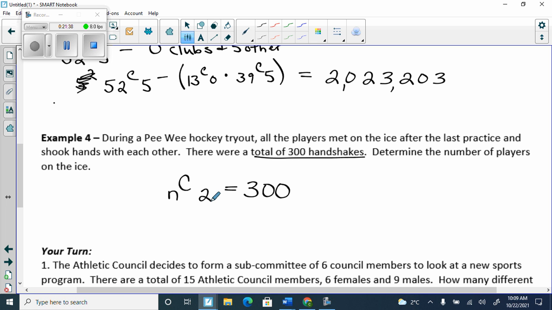How much? 25? So N would equal 25. If we wrote this out, we'd say, determine the number of players on the ice. Any of these should be written as sentences, right? On a test or on a diploma. There are 25 players on the ice.